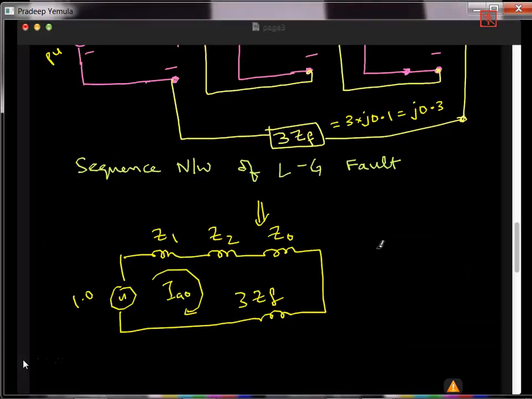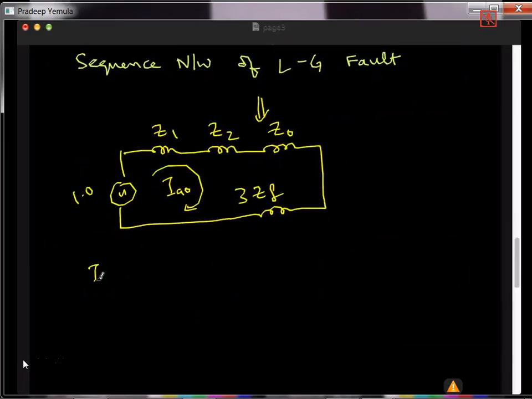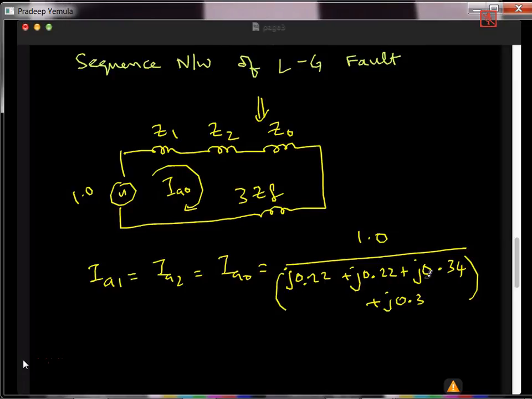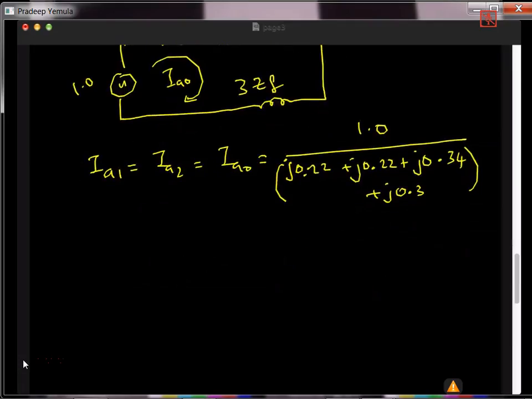So how to get the current in this? Simply IA1 equal to IA2 equal to IA0 equal to 1.0 divided by j0.22 plus j0.22 plus j0.34 plus j0.3. So this calculation I have to do. Once I do this calculation, I'll get all the three components. Then how to get IABC?